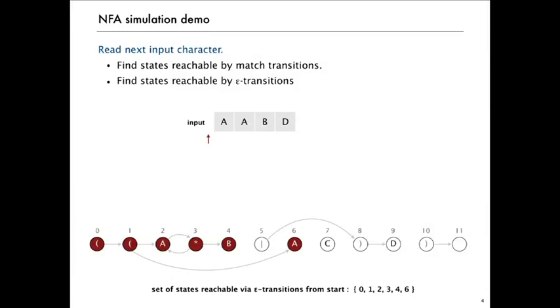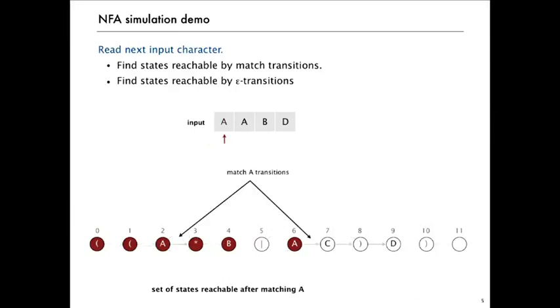But what about now after the first character? Well, out of those states, only 2 and 6 involve matching an A. So the only thing that the machine could do next is to read the A in either state 2 or state 6. And those are going to be match transitions.